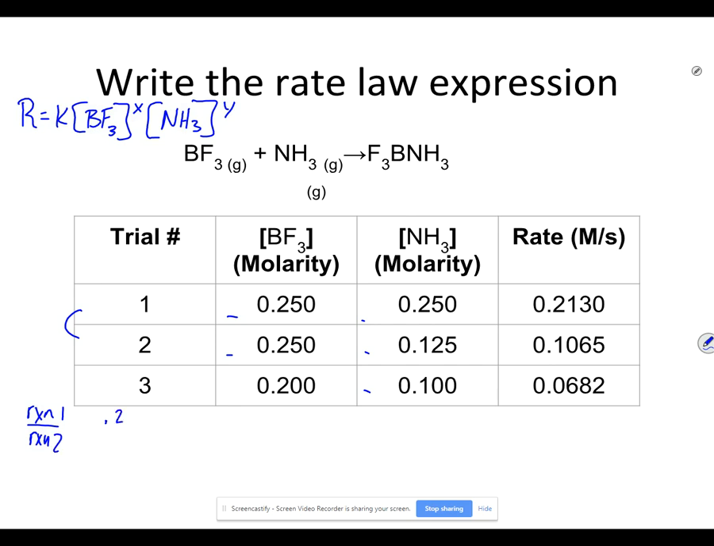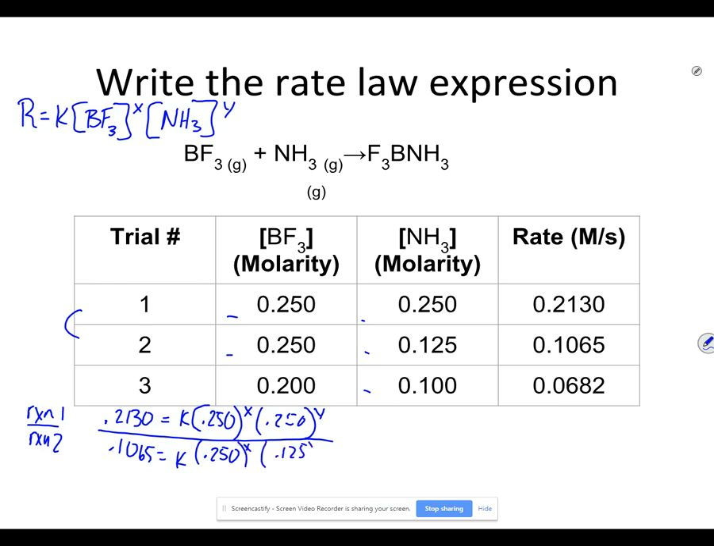This is 0.2130 equals K times 0.250 to the X times 0.250 to the Y. And then underneath that, I'm going to do reaction 2, which is 0.1065 equals K times 0.250 to the X times 0.125 to the Y.